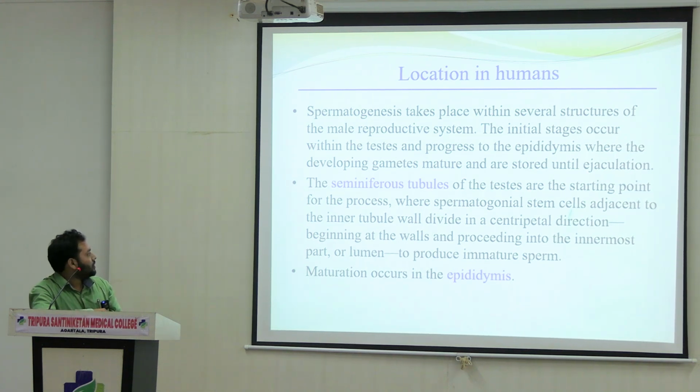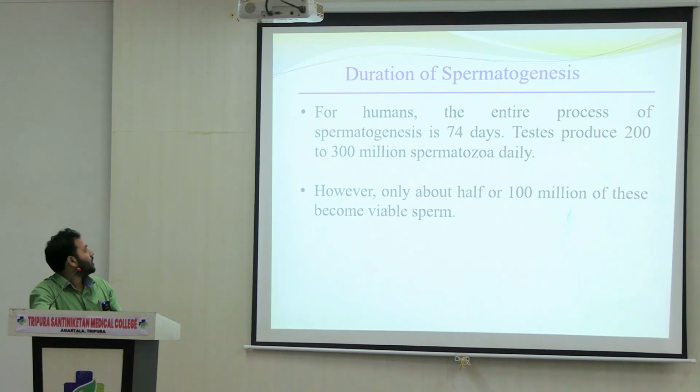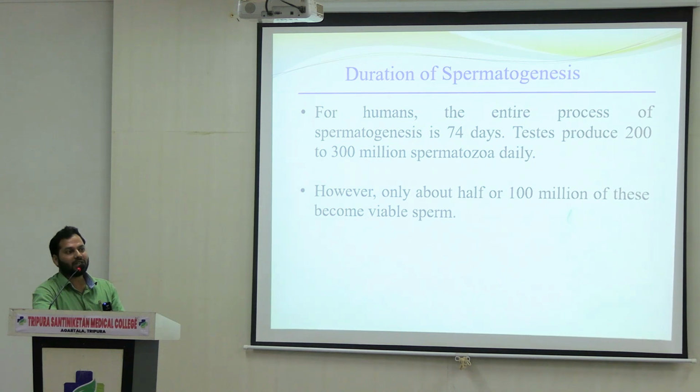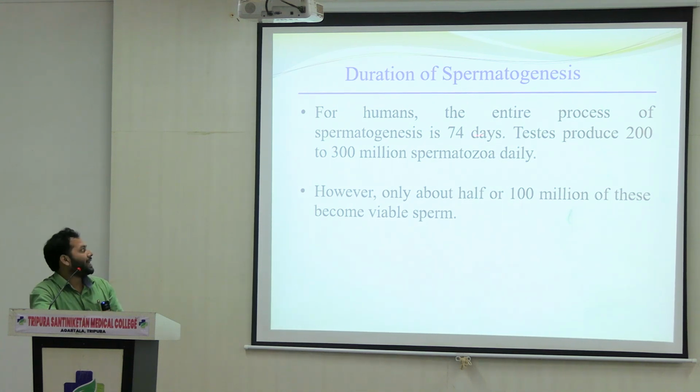Now, another important piece of information: in human spermatogenesis, this process needs a certain period of time. What is the time required to complete a single cycle, or to produce a single mature sperm cell? It is around 74 days to produce a single mature sperm cell.